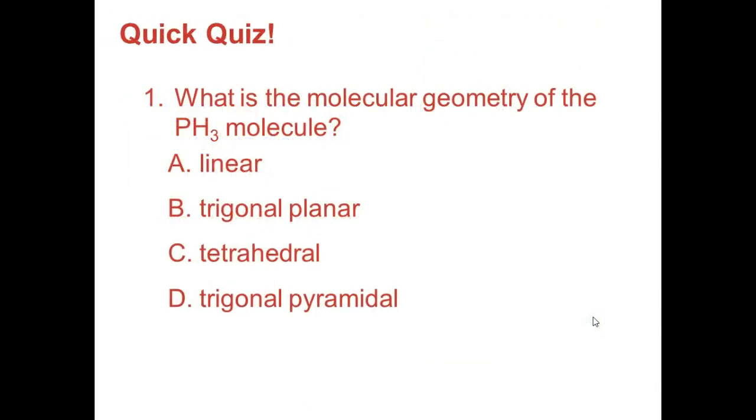And so here's a quick quiz to see what you learned. What is the molecular geometry of PH3? Is it linear, trigonal planar, tetrahedral, or trigonal pyramidal? If we do the Lewis dot structure, we have all the bonds and we check it all.